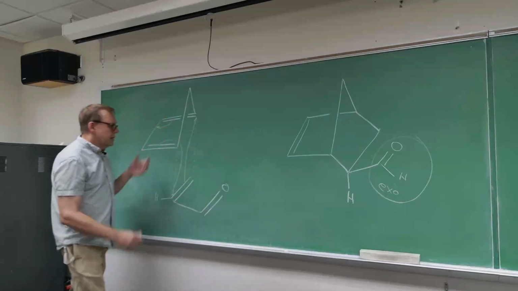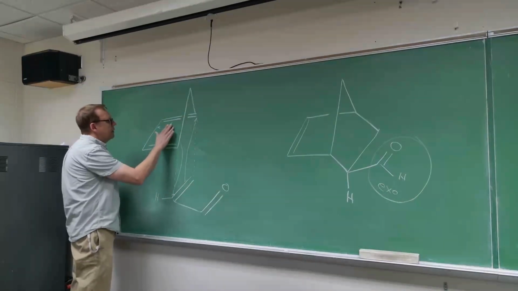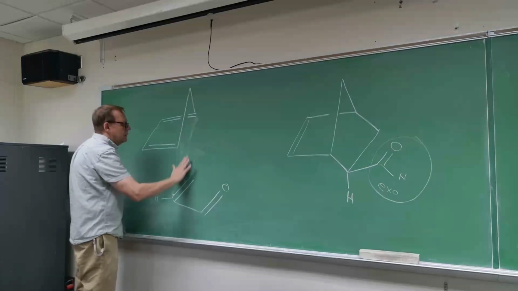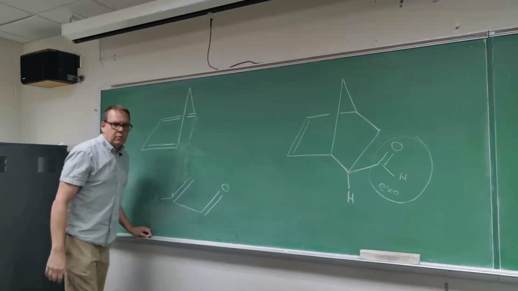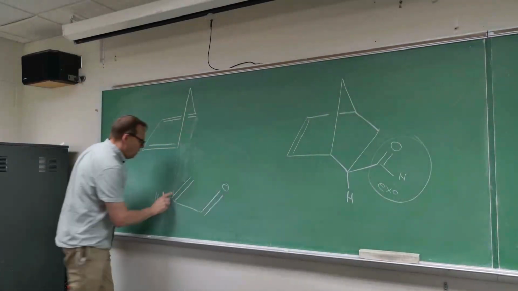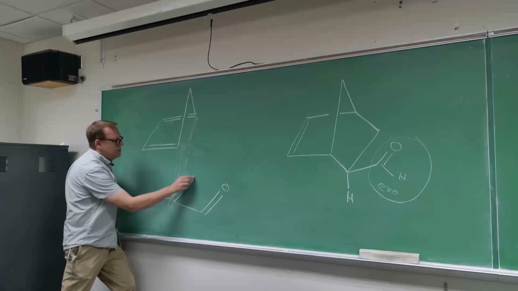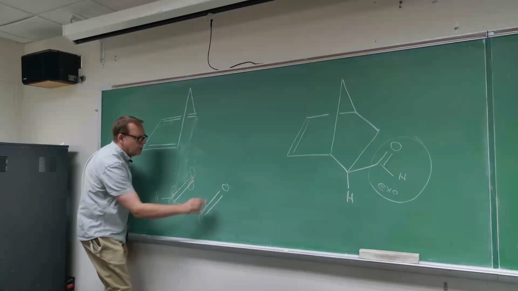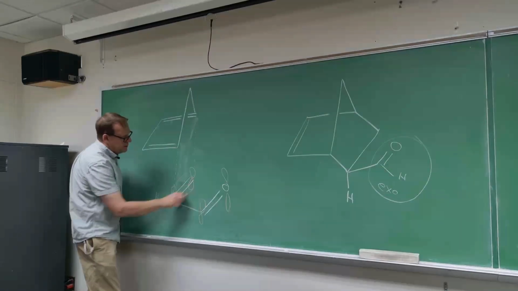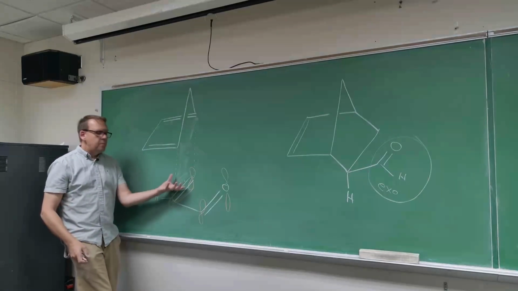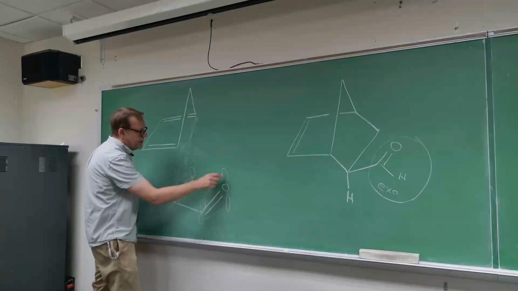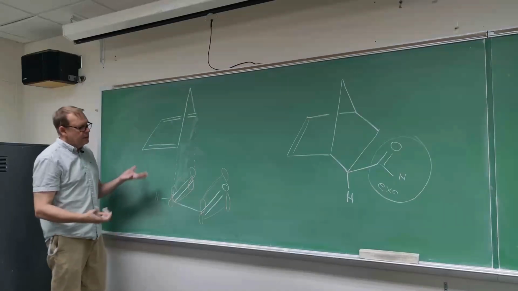So why is this transition state not as good as endo? I'm going to erase these arrows, and I'm going to instead draw p orbitals to indicate where the pi bonds are. So the dienophile has p orbitals and pi bonds on all of its substituents here. It's got carbon-carbon double bond p orbitals, carbon-oxygen double bond p orbitals, and there's overlap here, and that's why a double bond is a double bond.